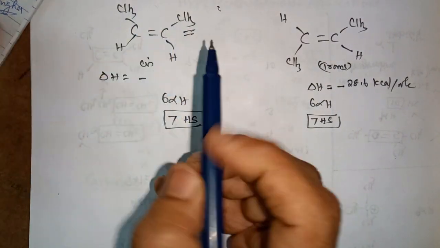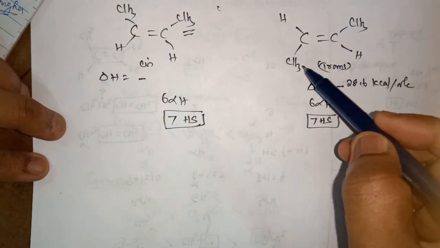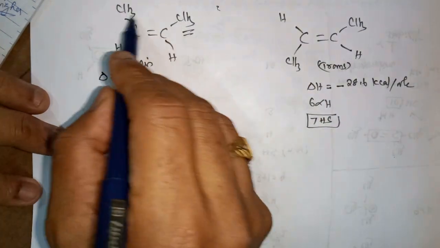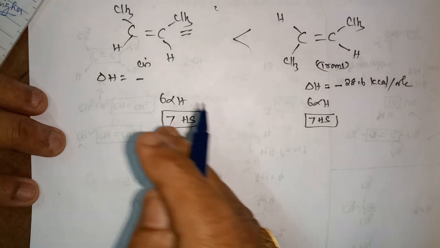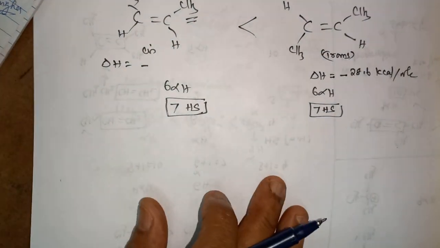If both are the same, how do we compare? In this one, the bigger groups are close together, but in this one they are opposite. If they are opposite, we don't have much repulsion, but here there is more repulsion. So trans always has higher stability than cis.